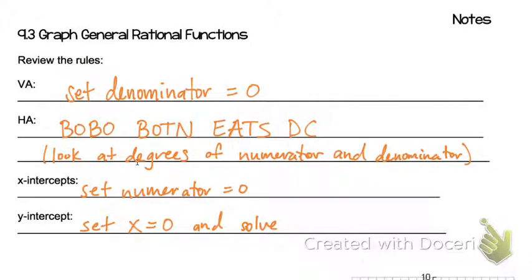Exponents are the same, divide coefficients. For x-intercepts, you set the numerator equal to 0, and then y-intercept, you set x equal to 0.